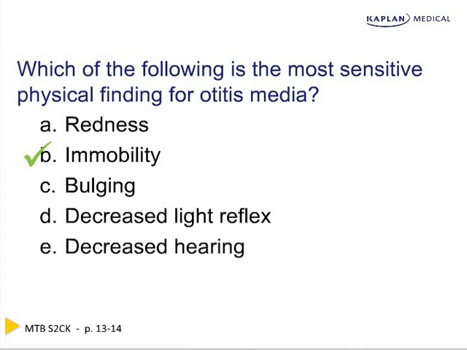You see, if you've got a freely mobile tympanic membrane, you just don't have otitis media. You could have otitis media without redness. Redness goes with otitis media, but you don't have to have it. Bulging goes with otitis media, but you don't have to be bulging to have otitis media. Decreased light reflex and decreased hearing go with otitis media, but you don't have to have them. They're less sensitive. But if you've got a mobile tympanic membrane, moving, moving, it ain't otitis media. Insufflation, blow the air in.